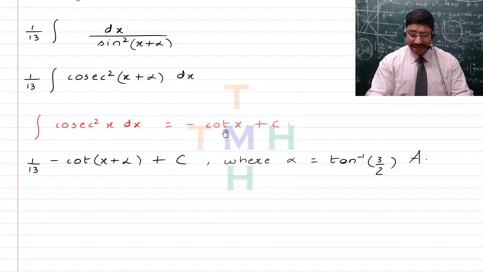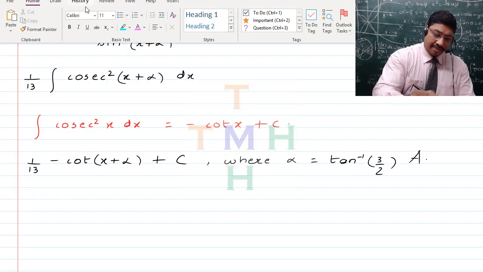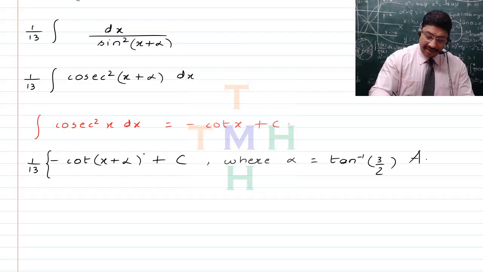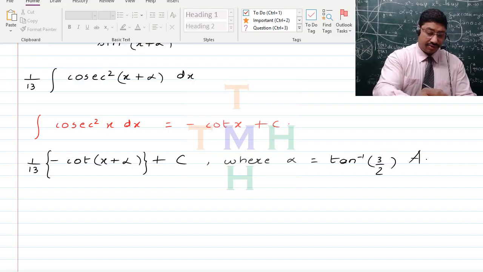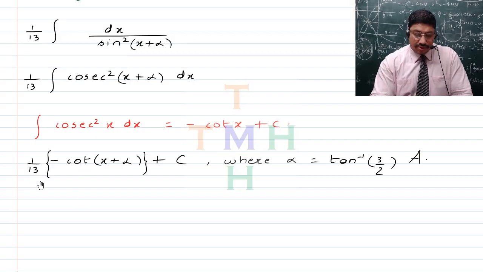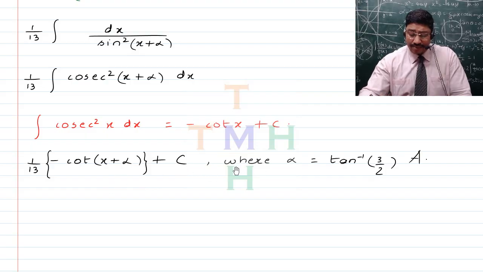As such, here you will get minus cot x plus c, which will actually be like 1 upon 13 times of minus cot of x plus alpha. Now this bracket was very important, because from 1 upon 13 you are actually not subtracting cot of x plus alpha, but actually this is multiplied, and that's why this bracket is very important. To this, now you add the constant of integration, and you also define what actually your alpha is, and that is tan inverse of 3 upon 2, a constant.